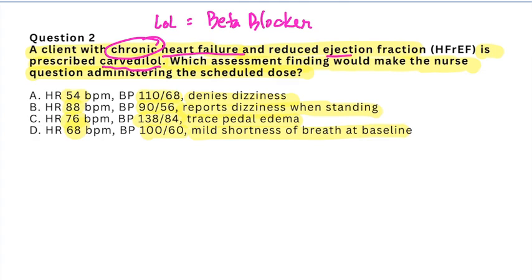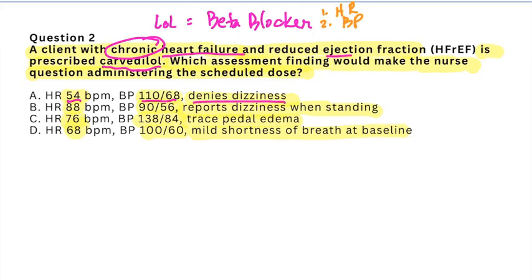When you have a patient who is on a beta blocker, two things that you really want to watch for: the heart rate and the blood pressure, right? Because we want to make sure that the heart rate is not very low and the blood pressure is not very low as well. Okay, so let's start. So it says a heart rate of 54. That's kind of low, right? The blood pressure is 110/68, but the patient denies dizziness.